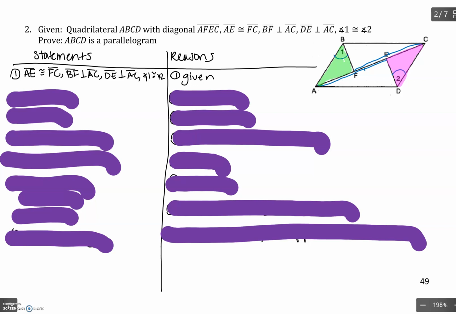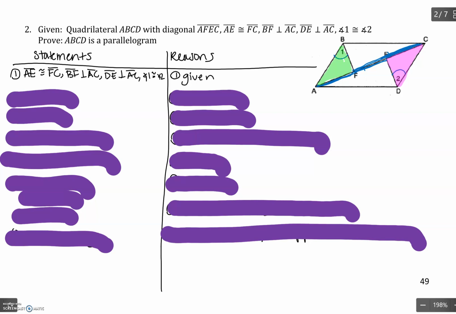Doing that, I'm going to go back to that first given. AE being congruent to FC doesn't help me because those are too long. AE is going past the end of the green triangle. It goes from A to F, and then from F to E, too far. I need to get rid of this section between F and E. Same thing here on the pink triangle. I have CF, but I don't want anything more than CE. I want to get rid of this section between E and F.